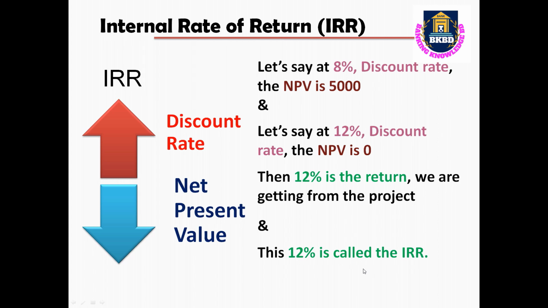Okay, so what decision do we take from this slide? We see that at 12% the NPV becomes 0. So NPV becomes 0, that is the position where there is neither profit nor loss, so that is called the break-even point. Okay, so where the NPV becomes 0, that percentage we take into consideration as the IRR, that means internal rate of return. So this 12% is called IRR, internal rate of return.